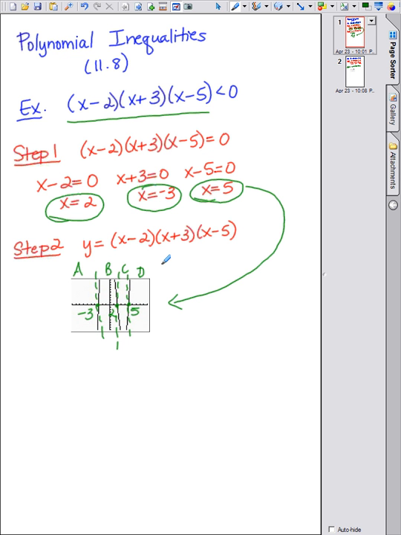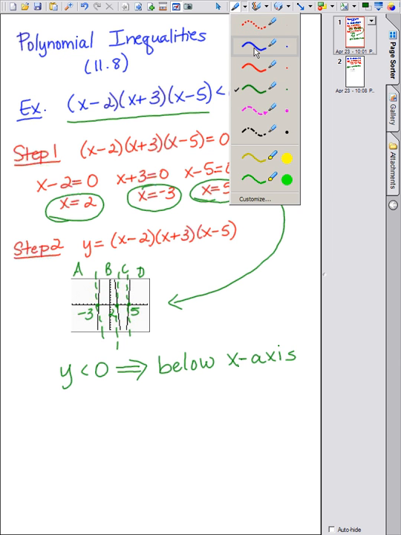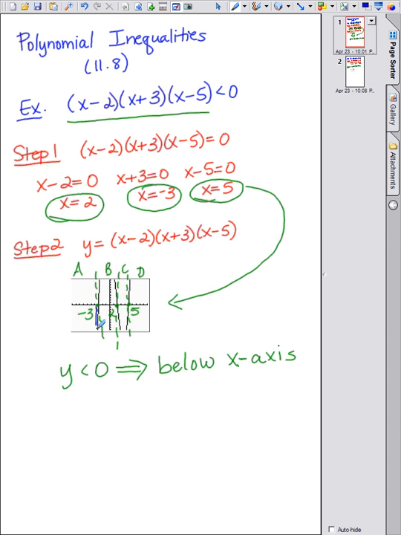Now, what we were trying to find here are those values that make the graph less than 0. So we're trying to find where is y less than 0. And if you remember, y less than 0 is for points that lie below the x-axis. So if we look at our graph, which regions of points are below the x-axis? I know I cluttered this up, but would you agree the portion that is to the left of that negative 3 was below the axis? And also between 2 and 5 are below the x-axis.